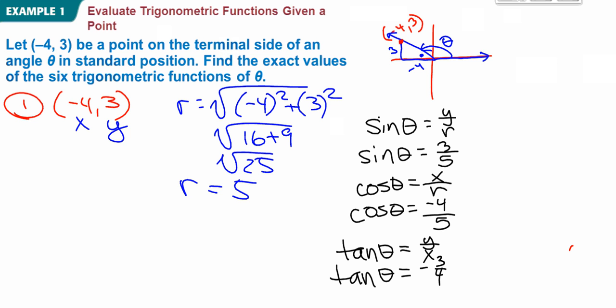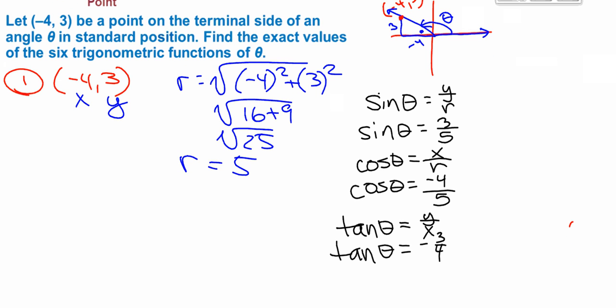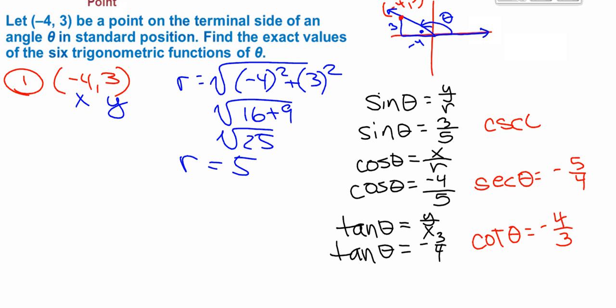Usually we'll put the negative out in front. I put it on the top for that first one. And then I'm just going to write mine in reverse order. So tangent theta is -3/4. Cotangent theta is -4/3. Now I'm just going to flip all these. Secant theta is -5/4. Cosecant theta is 5/3.